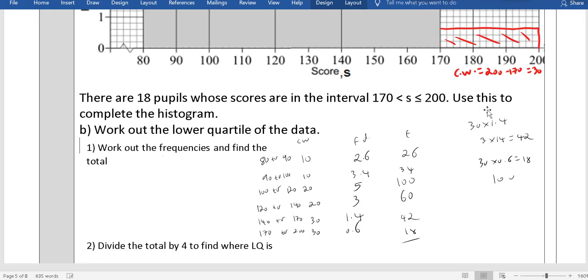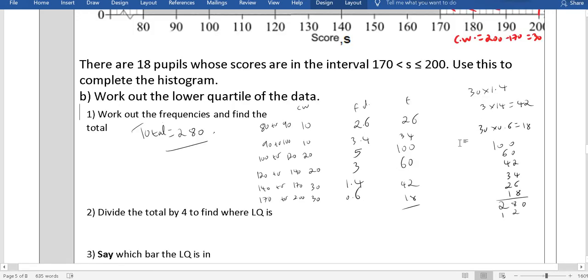So we have 100, 60, 42, 34, 26, and 18. So working these out, 10, 16, 20, 10, 13, 15, 16, 17, 18. 1 plus 1 is 2. So I can say the total is 280. Now in the GCSE that will be something like 2 marks doing all that. So, you know, fair few marks for not a lot of work really. Just doing some timesing and adding. So we can say there were 280 pupils.